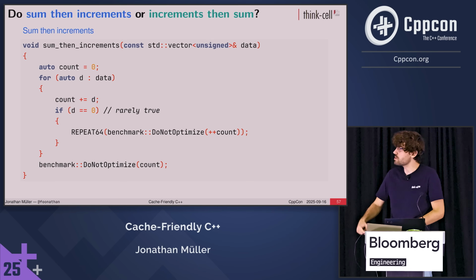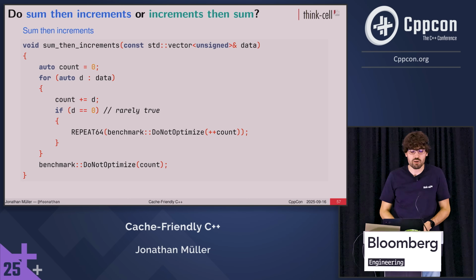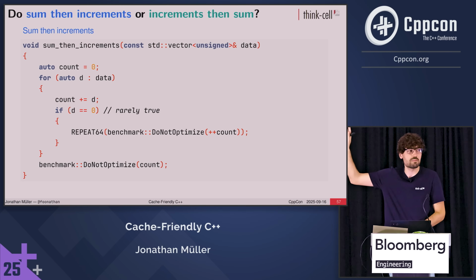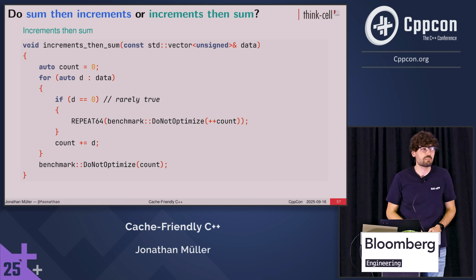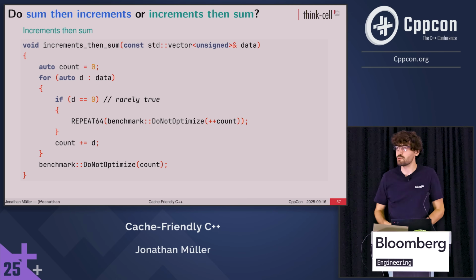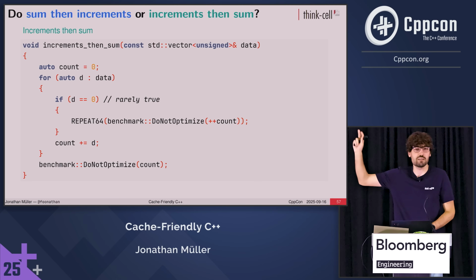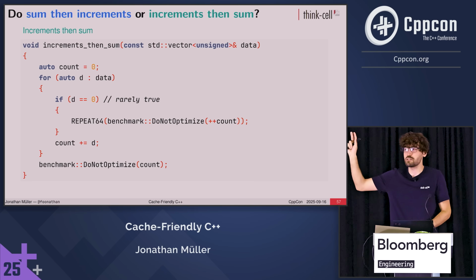Now, who thinks this version, where we do the sum first and then our 64 increments, is faster than the second version? Okay, one person. Who thinks this version is faster? Okay, one person, but a different person. Who thinks it doesn't matter at all? Okay, you're afraid to raise your hands.